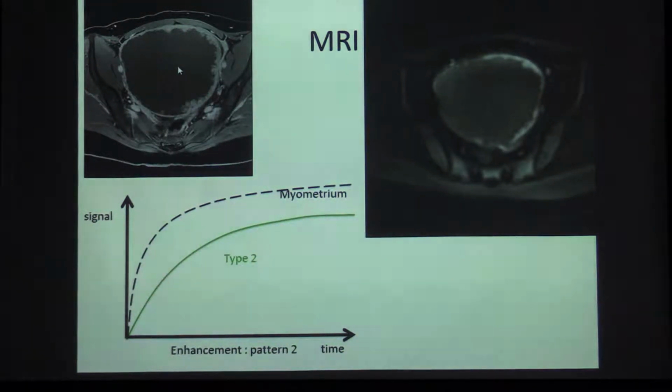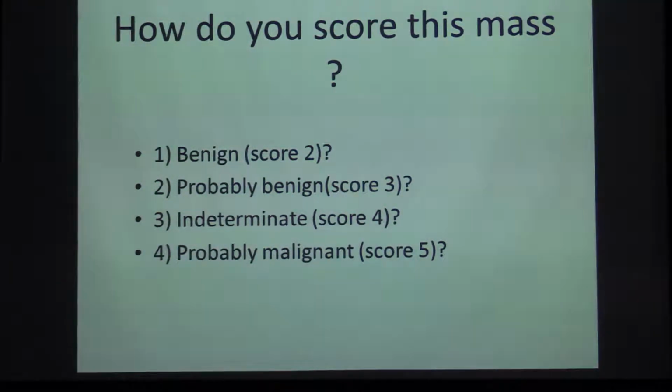On this axial T1 fat-suppressed with gadolinium, we can see that the wall and the vegetation enhanced. The pattern of enhancement is type 2. And on this axial diffusion, we can see high ADC on solid components. So how do you score this mass? Benign, or probably benign, or indeterminate, or probably malignant?